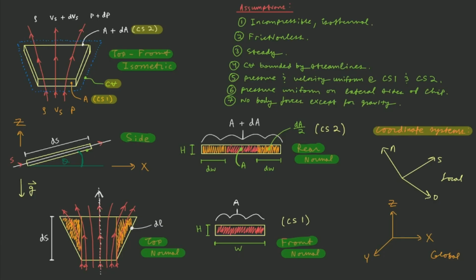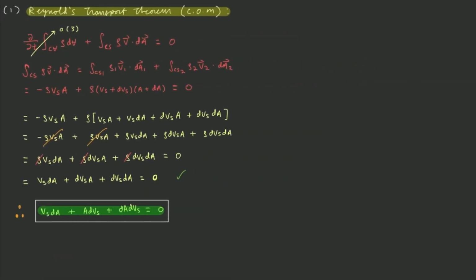Okay? So to begin, we're going to start with Reynolds Transport Theorem, the conservation of mass variant. And that equation is right here. And effectively it says the time rate of change of mass in the control volume plus the net mass flux through the control surface is equal to 0, right?